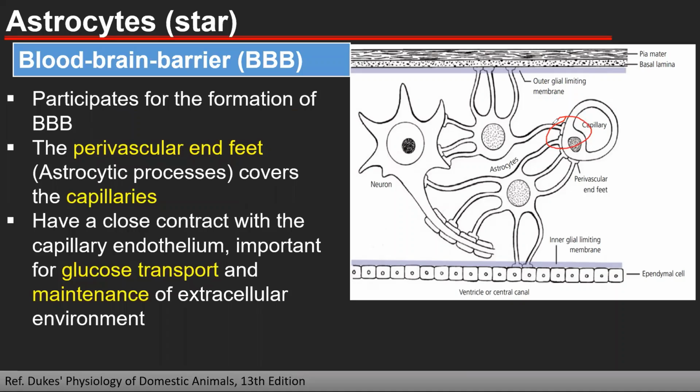And it is also thought or assumed that it plays a very important role in glucose transport. Astrocytes are also involved in glucose transport. And astrocytes also maintain the extracellular environment, the ionic concentration of the extracellular fluid in the nervous system. So they also participate in the blood-brain barrier formation along with the endothelial cells. But for the formation of the blood-brain barrier, the endothelial cells are the main cells which form it. They have the tight junctions, but astrocytes, with their end feet, perivascular feet, also participate in its formation.